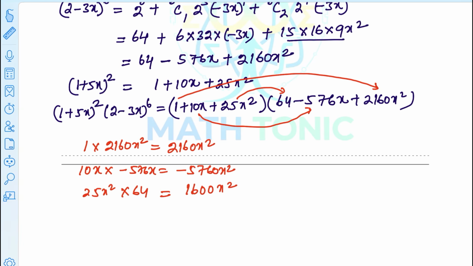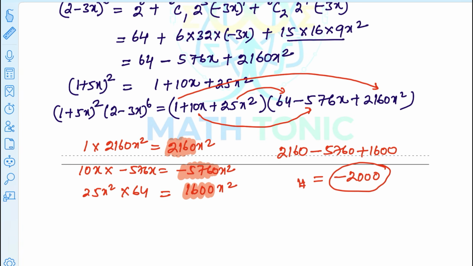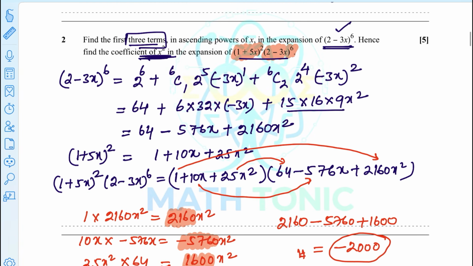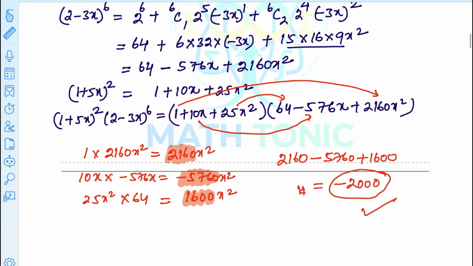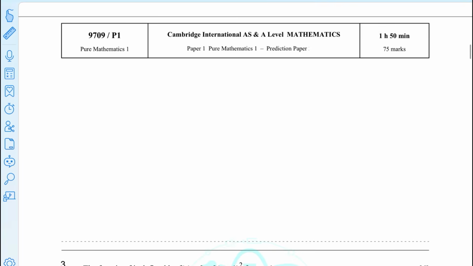Is it okay? If you see this question carefully, these are the coefficients of x squared, so we need to solve this one. If I add 2160 minus 5760 plus 1600, when you solve this, I think you will get minus 2000 as the answer. Is it okay, everyone? See the question: find the coefficient of x squared, so the answer should be minus 2000. Okay, moving to the next question, please.